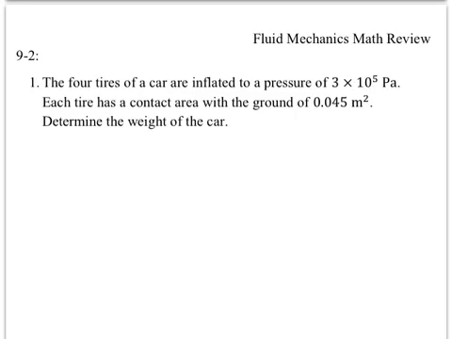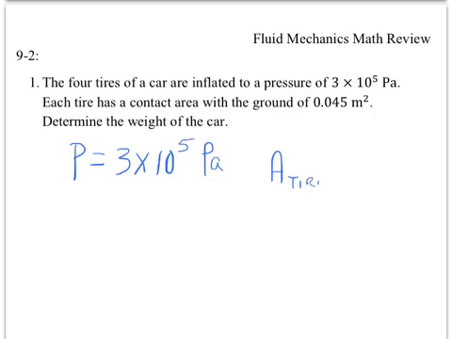All right, the 4 tires of a car are inflated to a certain pressure. Each tire has a contact area with the ground of 0.045 square meters. Determine the weight of the car. All right, we have pressure given right away. What's another given? Area. Area of what? 1 tire, right? So area times 4 again. We'll do that at the end, but let's write 1 for now.